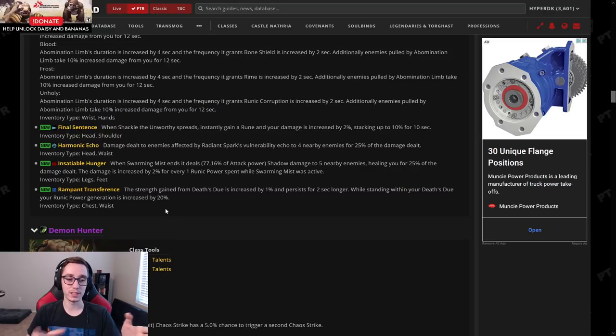So this might actually be a decent legendary for Frost and for Blood. For Blood DK, increasing your RP gen means that you have more survivability, more Death Strikes, and you also do more damage. The strength gained is increased. I'm not sure if it's 1% per stack or just 1% in general. I assume it's 1% per stack of Death's Due, in which case it's pretty good. At that point, it's almost like the old Death's Due from beta testing.